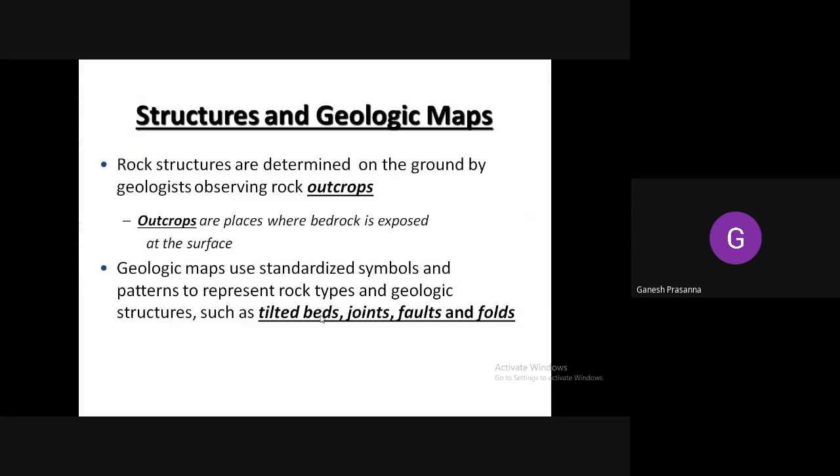Coming to the structures and the geological maps, the rock structures are determined on the ground by geologists who observe the rock patterns, which are called outcrops. Outcrops are the places where bedrock is exposed on the surface. Geological maps use standardized symbols and patterns to represent the different rock types and geological structures like tilted beds, joints, faults, and folds.